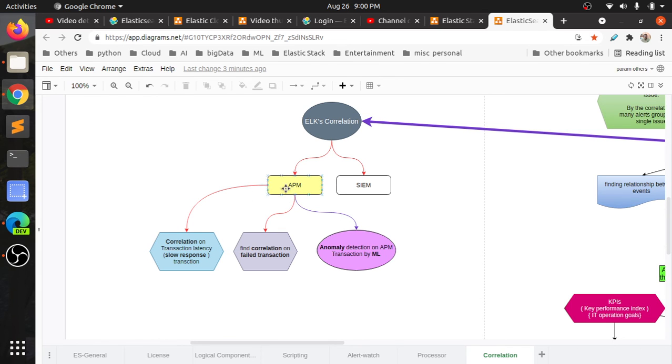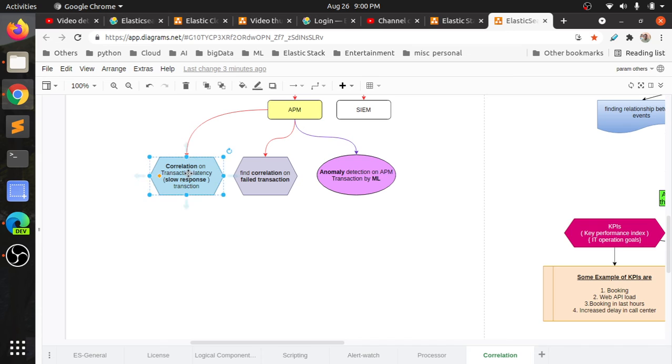If it is APM, how is it used here? Correlation for transaction latency. Let's say we are getting a slow response for a particular API. Obviously, the correlation can help us find the root cause, and which APIs are taking a long time to respond, or which resource is taking a long time. Because of that, what event has occurred, either a hung thread or something like that. So we can get the correlation for slow responses and find the correlation for any transactions.